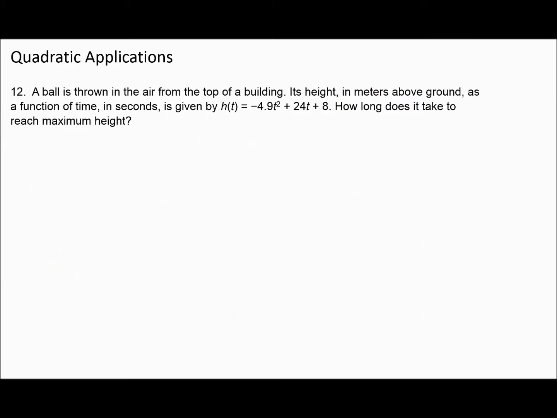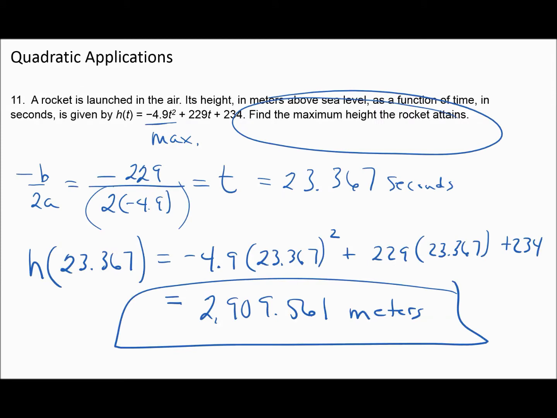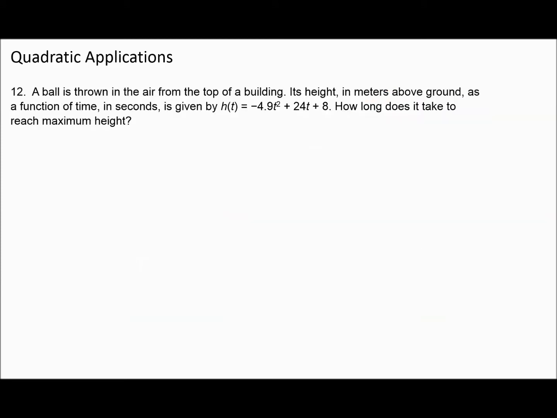So I have 3 more examples for you. If you'll recognize this, this looks just like the last problem. I had to make sure it wasn't the same. No, it's not the same, but notice it is just like the last problem. So we have a ball. It's thrown from the top of a building. Its height in meters above the ground as a function of time in seconds is given as follows. How long does it take to reach a maximum height?